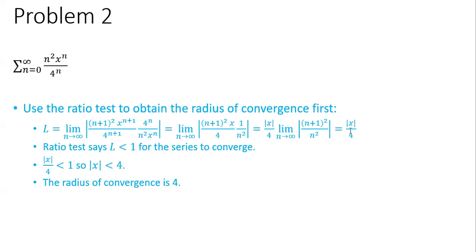Okay, we take the limit. It's absolute value of x over 4. So the ratio test says this guy has to be less than 1 for it to converge. So we set this guy less than 1. If we solve for absolute value of x, that means absolute value of x is less than 4. The radius of convergence, therefore, is 4. So going back to the concept of radius of convergence, this power series converges at its center, 0 plus or minus a radius of 4. So 4 and -4.